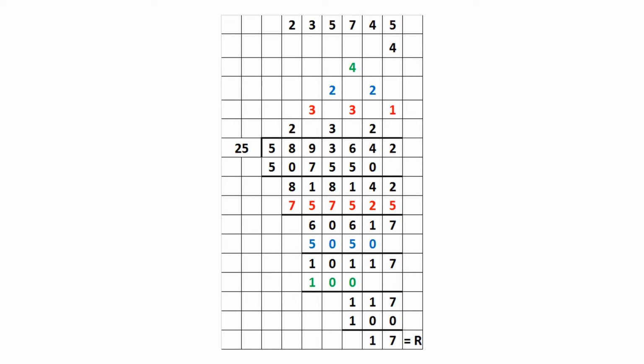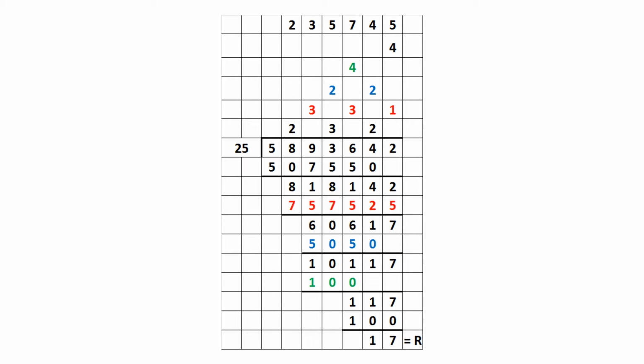Our new dividend digits are 81, 81, 42. Our next set of quotient digits will be in red. How many 25s go into 81? 3. 75. Okay, 81 minus 75 is 6. Into the next 81. 25 goes into 81 3 times. That's 75. The remainder is 6, but write 0, 6. How many 25s go into 42? 1. So 42 minus 25 is 17. Our new dividend digits are 60, 61, 17, and our next set of quotient digits will be in blue.